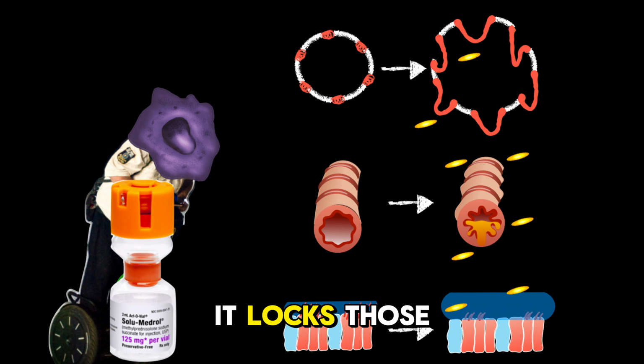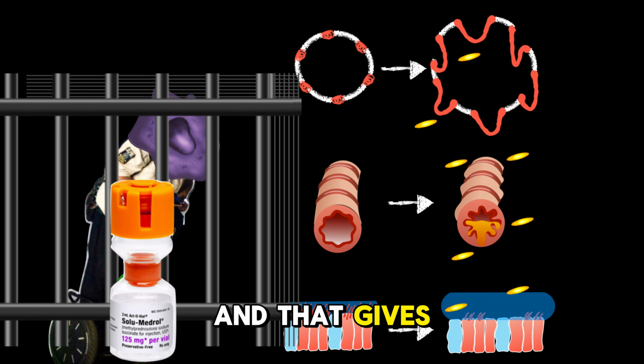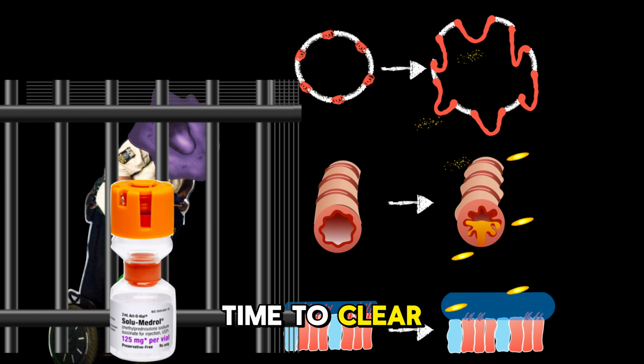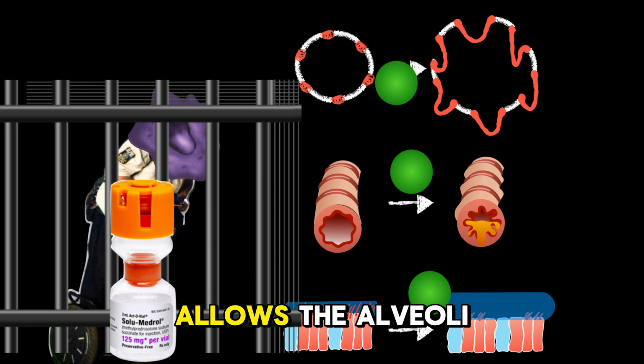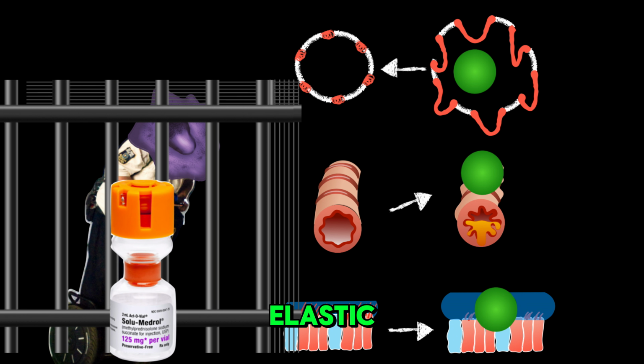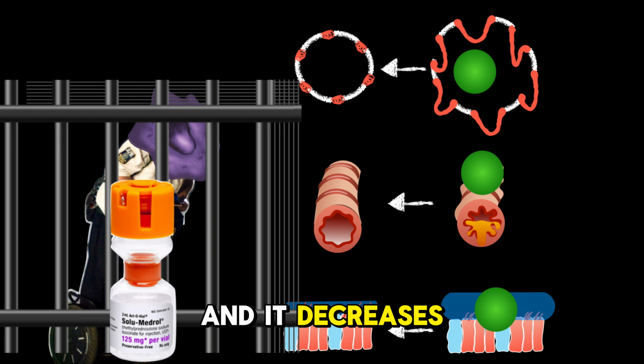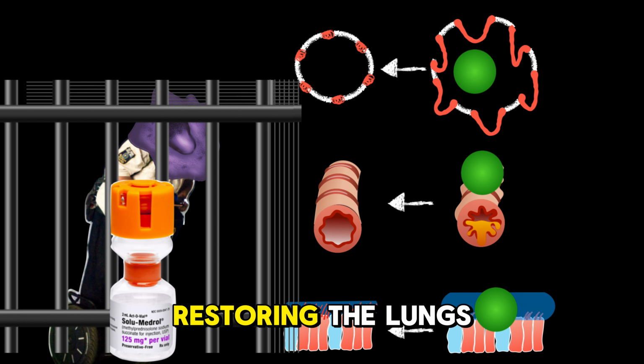So how does Solu-Medrol work? Well, it locks those macrophages up, and that gives those cytokines some time to clear out. And it actually allows the alveoli to become a little bit more elastic, and it decreases the inflammation, kind of restoring the lungs back to their normal function.